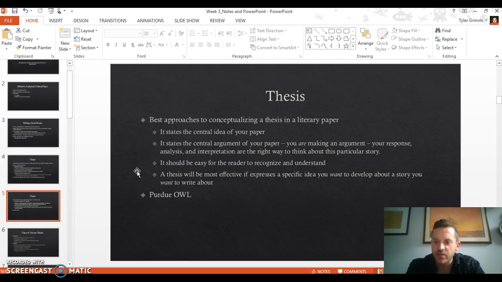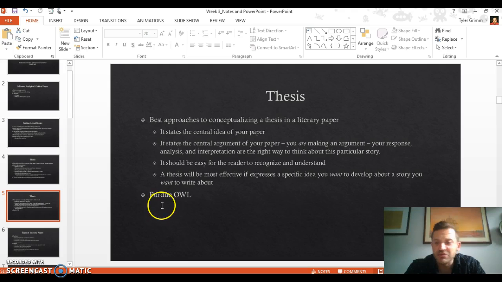Obviously, your thesis and your argument should be easy for the reader to recognize and understand. And it will be most effective if it expresses a specific idea you want to develop about a story you want to write about. So I'm giving you immense creative control over this paper, where really you just have a few guidelines. What story you pick, how you approach it, your own personal interpretation, all of this is very personal to you.